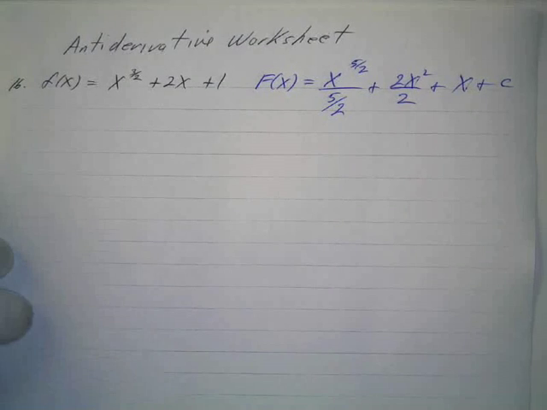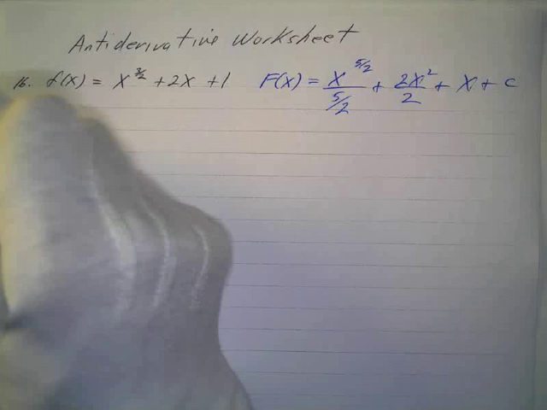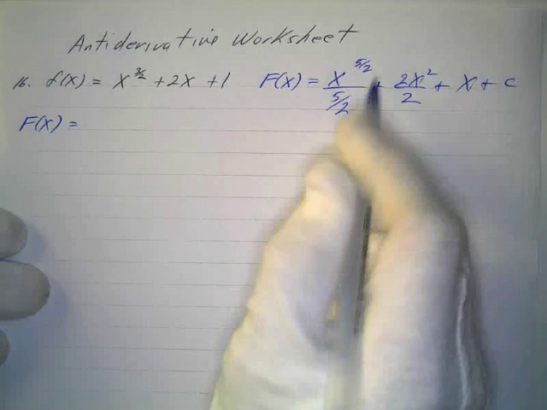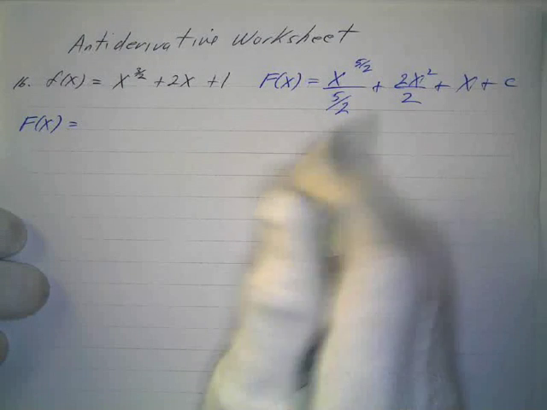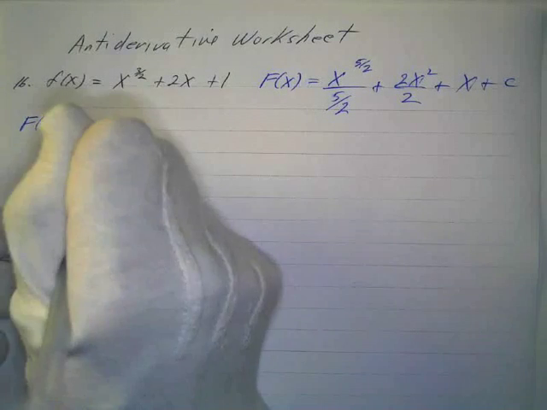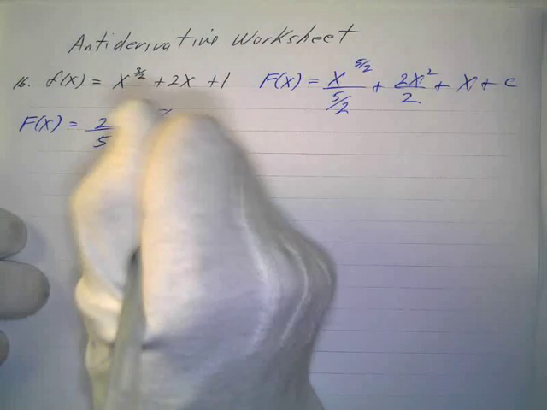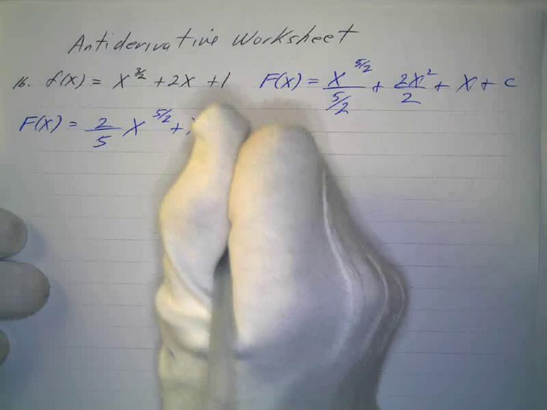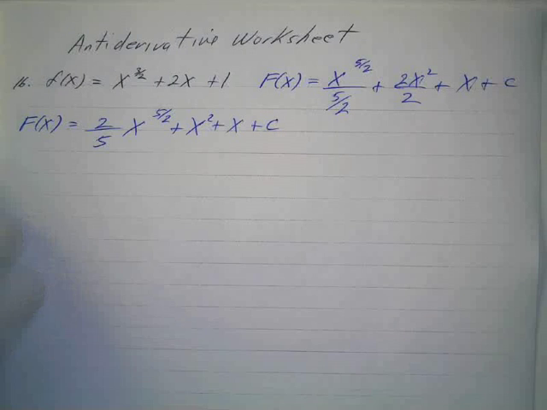Oops, sorry. Then we can simplify it over here a little bit. Dividing by 5 halves is the same as multiplying the top and the bottom by 2, and it's 2/5, or just the same thing as multiplying by 2/5. So we'd have 2/5 x to the 5 halves plus x squared plus x plus c. So that's not too bad.